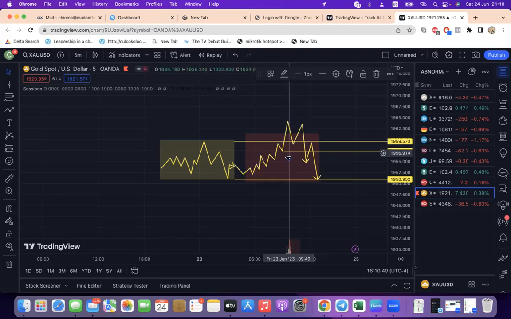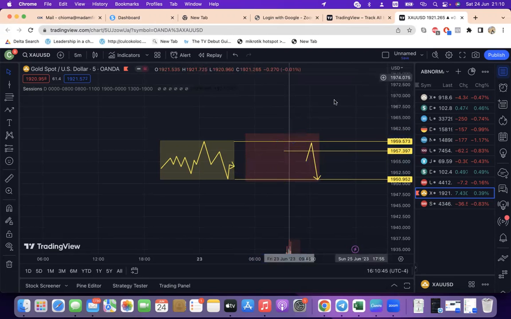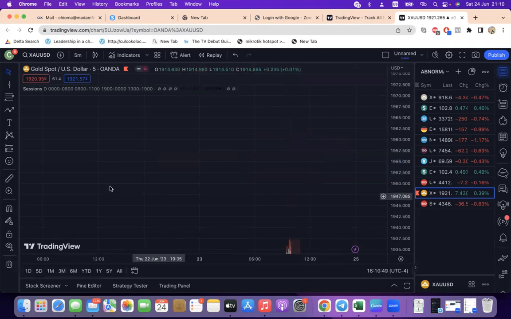So now let me show you a practical example. First of all, before we go there, these are the three phases of the SMC. Remember, accumulation is where you see a bit of consolidation, or where you see liquidity pools. This is the phase we call the accumulation.